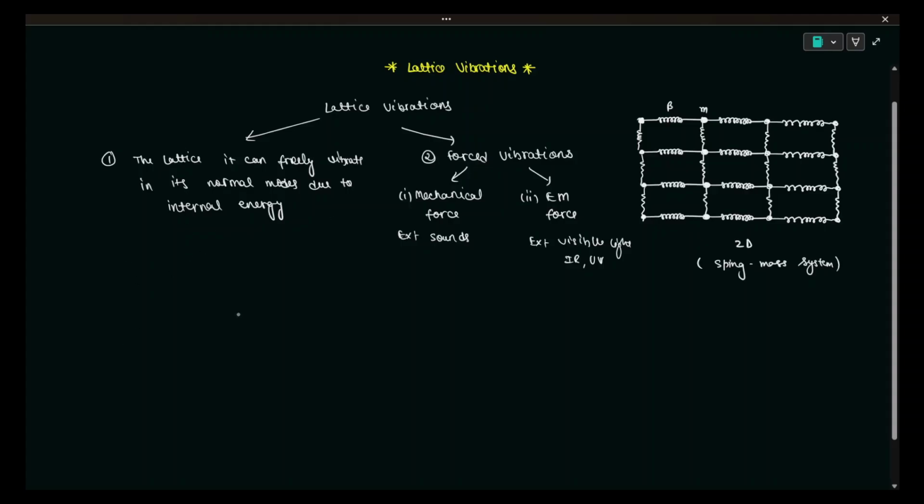Now this vibration of the first type gives information related to thermal properties of the system, or thermal properties of the lattice. For example, this can give me information about the specific heat or thermal conductivity of the lattice.